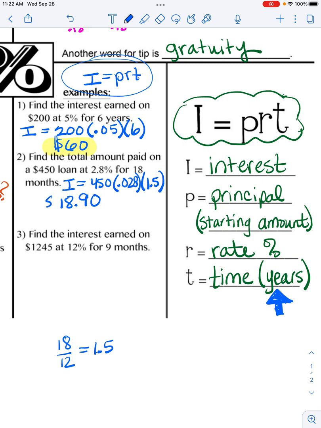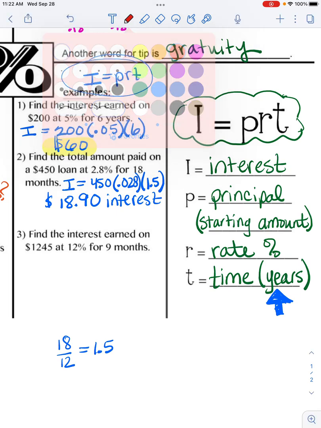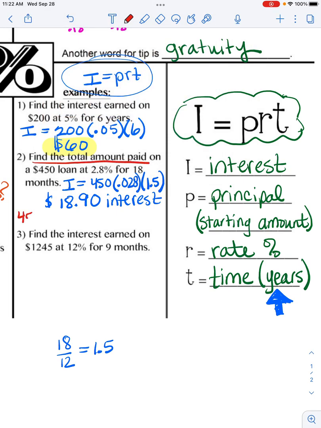Okay, so this is how much interest was charged, but that's not what they're asking us. They're not asking us how much interest did we pay. They're actually asking us something different. They're asking what's the total amount paid. So you have to pay back your $450 loan and the interest that they charged you. So together, you paid altogether $468.90. So just pay attention to what they're asking you. Are they asking you just for the interest or for the total amount?